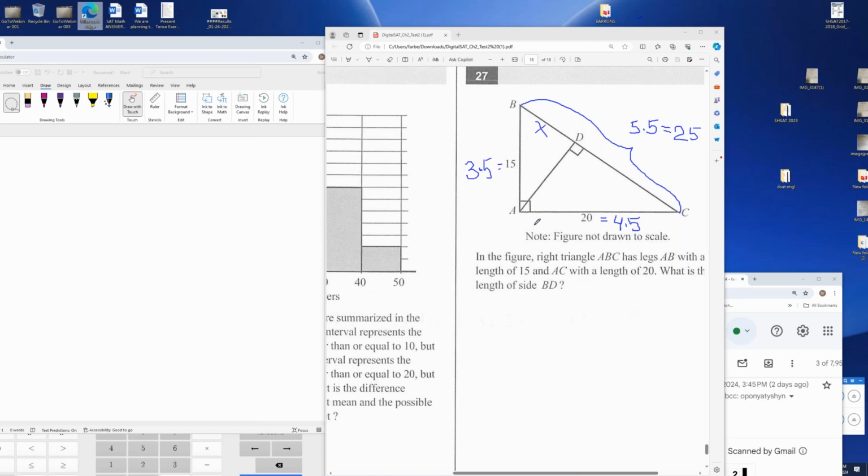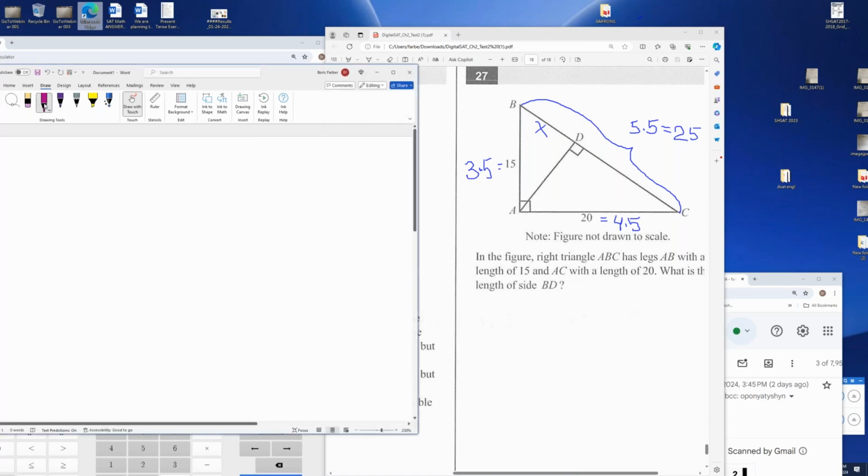Okay, good. Look at this again. Triangle ABC. Let's use a normal pen. Triangle ABC, the big one, is similar to triangle ABD.